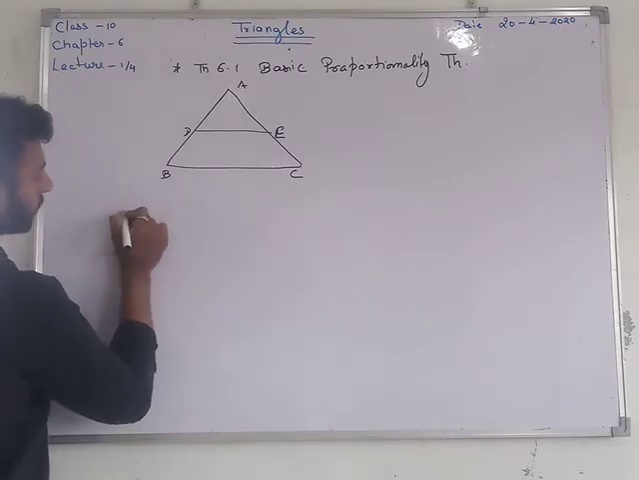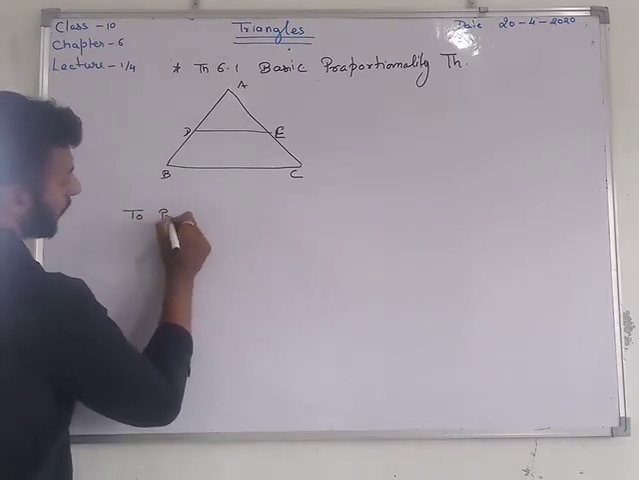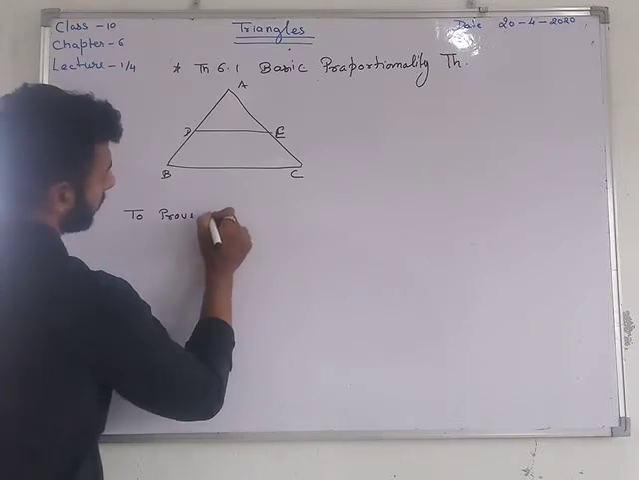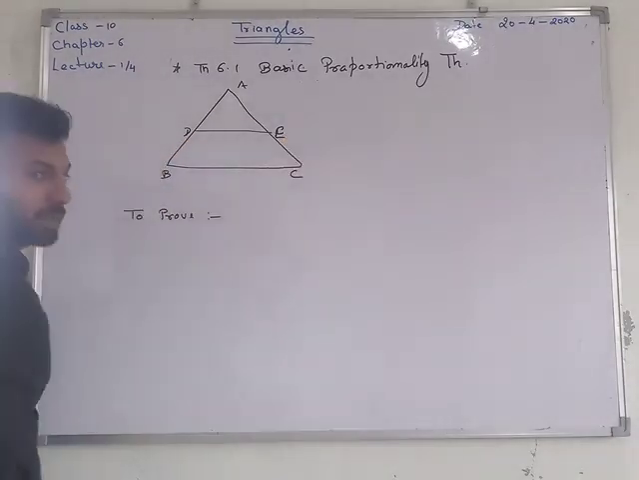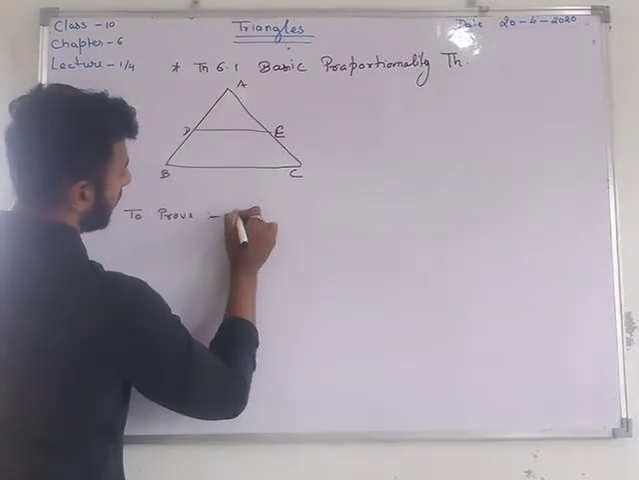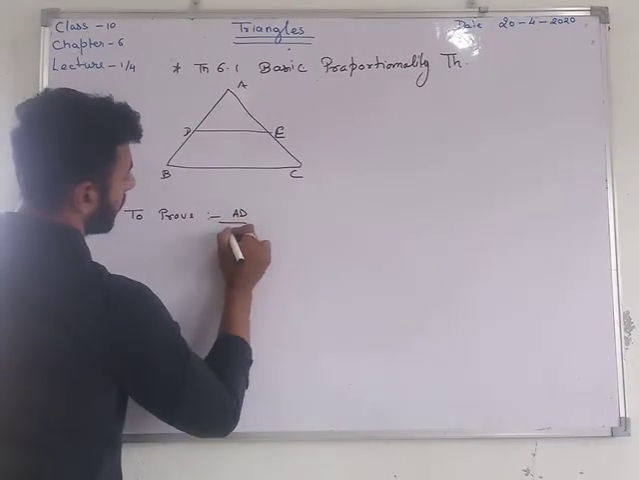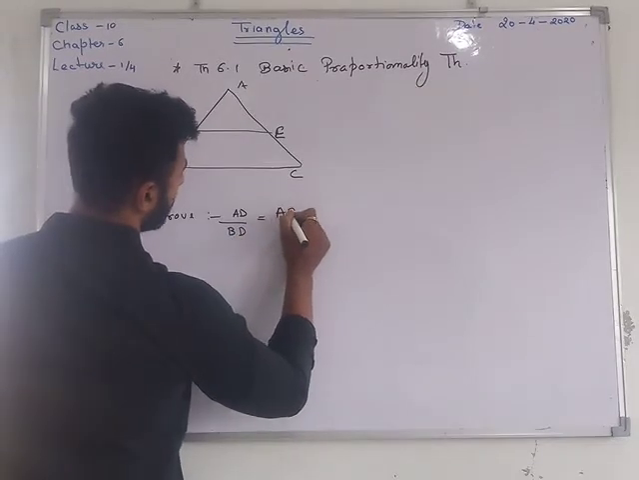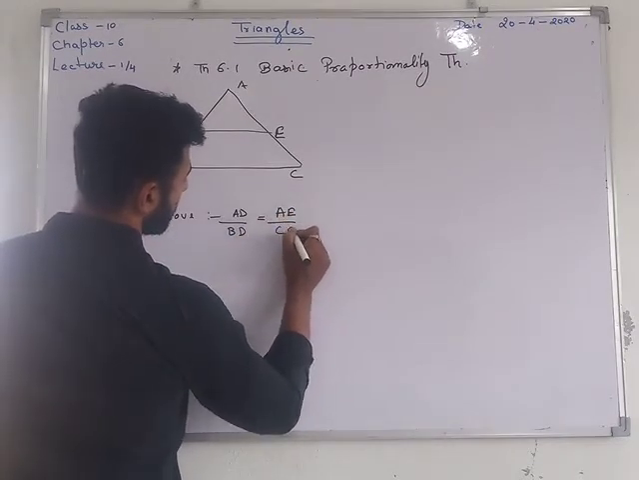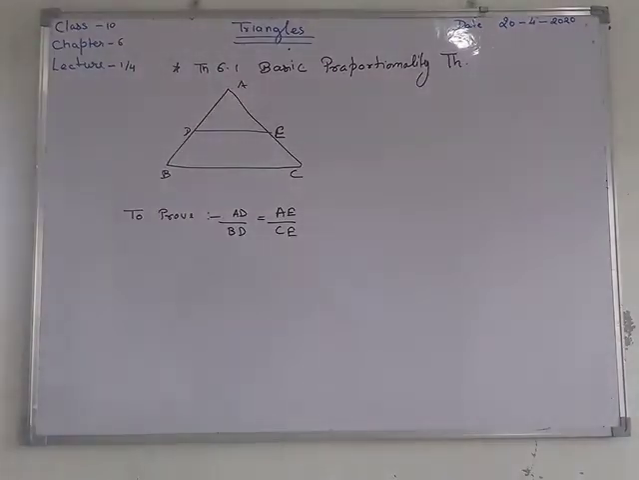Now to prove, we have to show that the sides which are divided are in the same ratio, meaning AD upon BD is equal to AE upon CE. This is what we have to prove.